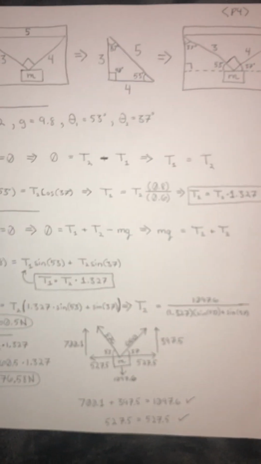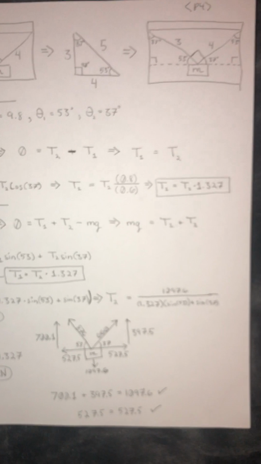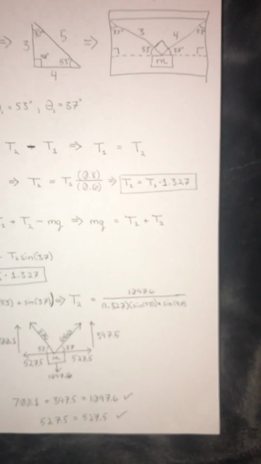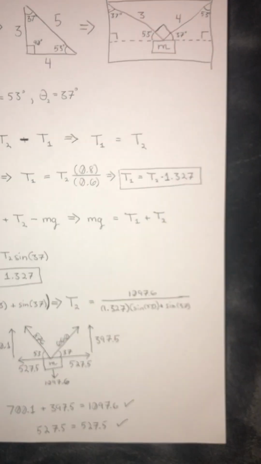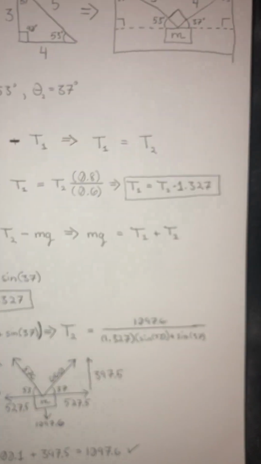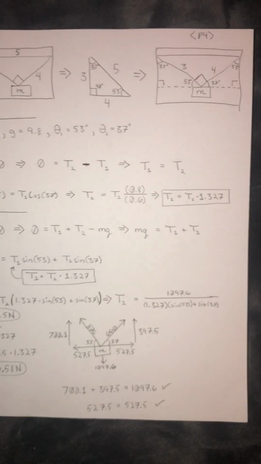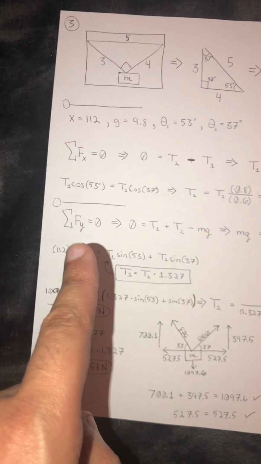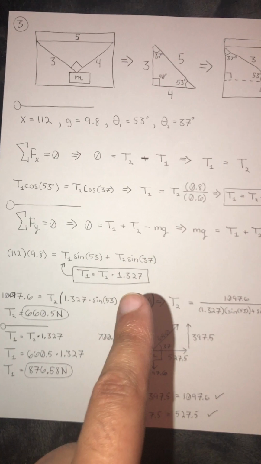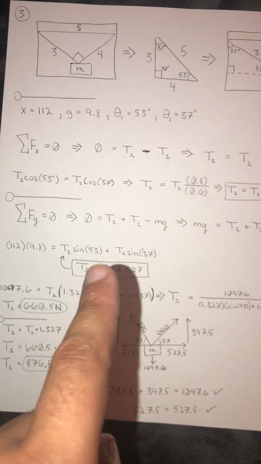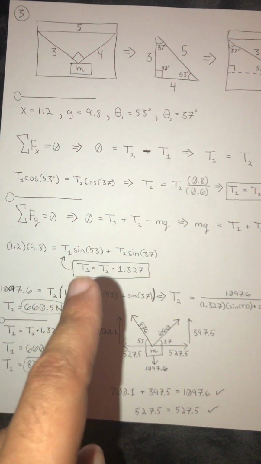Now, that gave me a total of 1.327 times tension 2, and that was what I got for tension 1. I'm going to take that formula and then start to solve for the y. As I solve for the y, I'm going to use the formula in the same way to plug in for tension 1 and then substitute.